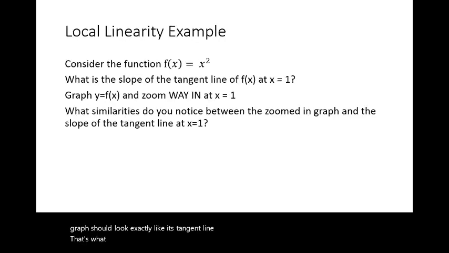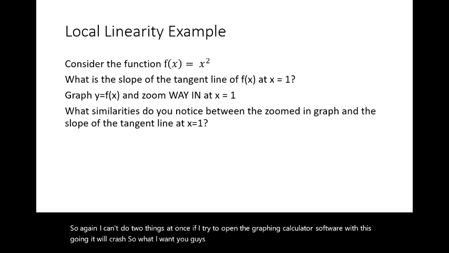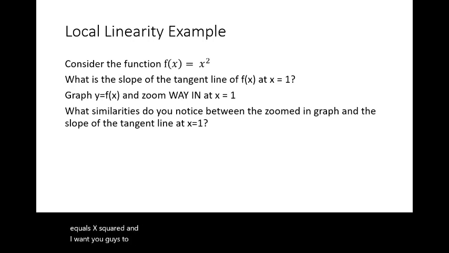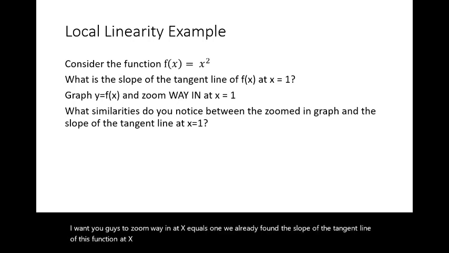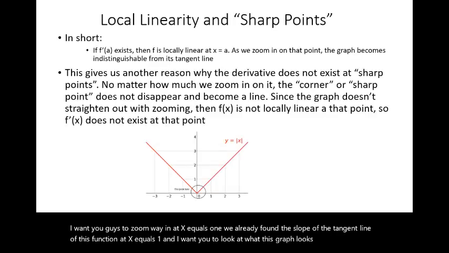So again, I can't do two things at once. If I try to open the graphing calculator software with this going, it will crash. So what I want you guys to do on your own time is graph y equals x squared, and zoom way in at x equals 1. We already found the slope of the tangent line of this function at x equals 1, and I want you to look at what this graph looks like zoomed way in at x equals 1. It should look like the equation of the line that we found a few examples ago.